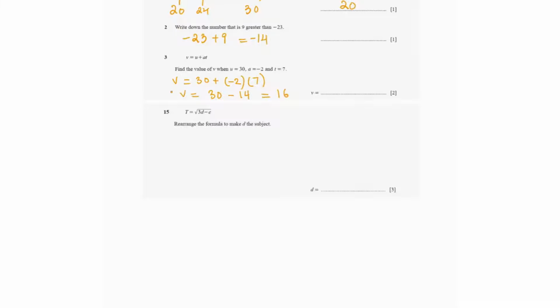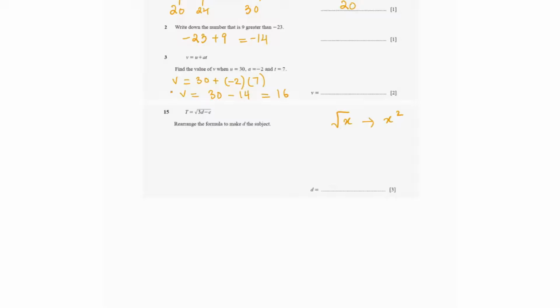Then rearranging the formula. For this, you need to know what is the opposite of what. So you know opposite of addition is subtraction, opposite of division is multiplication. But what is the opposite of a square root? Opposite of a square root is squaring something. So square root of x, opposite would be x squared.